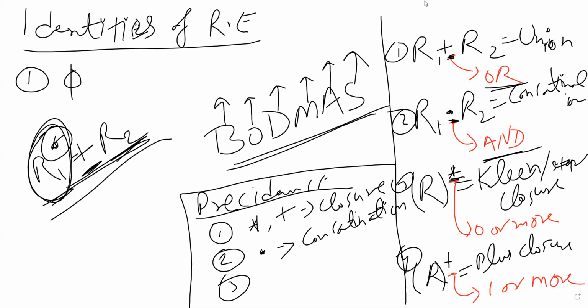This lean closure is represented as power star. It is also called zero or more times. And this plus closure is represented by power plus. We can also call it one or more times. That is the meaning of this.